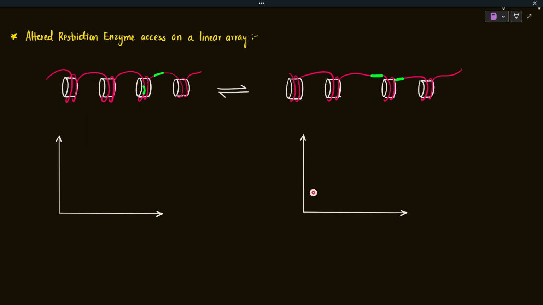Today we'll learn about how we can alter the access of restriction enzyme on a linear array of chromatin and how it will give us the information about the nucleosome positioning. This linear array model of chromatin suggests that chromatin is kind of a beads on string structure.